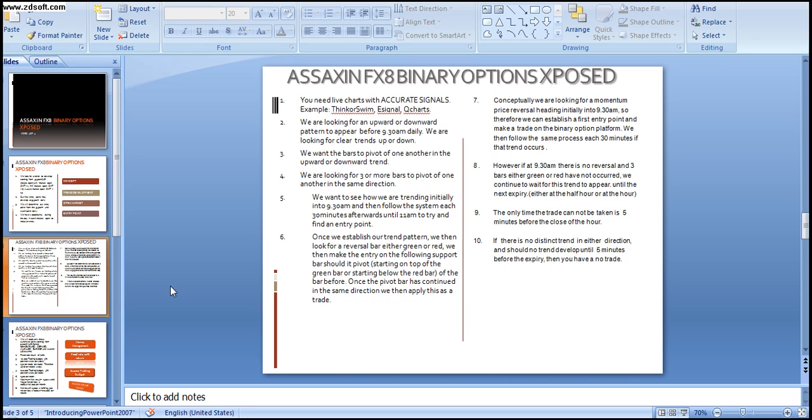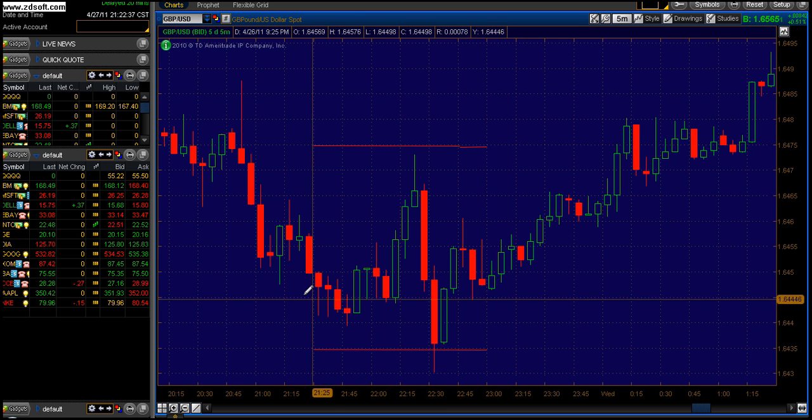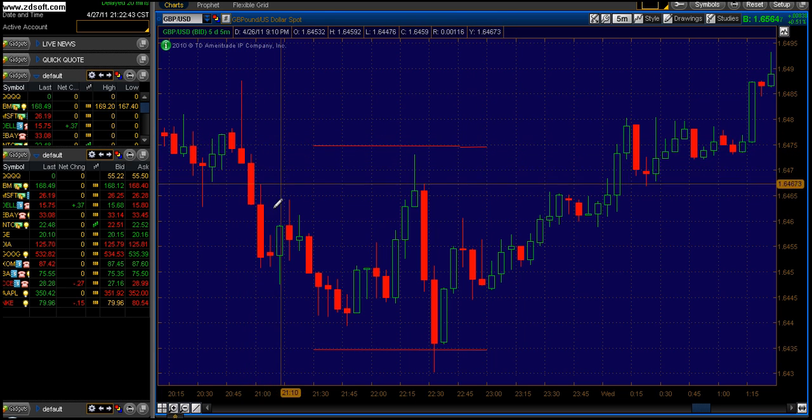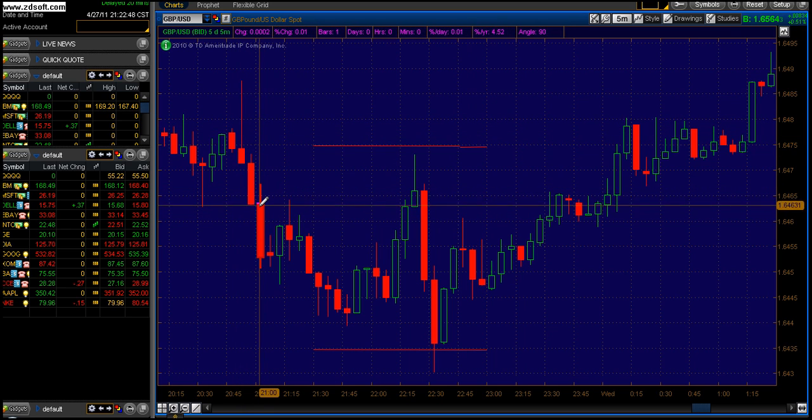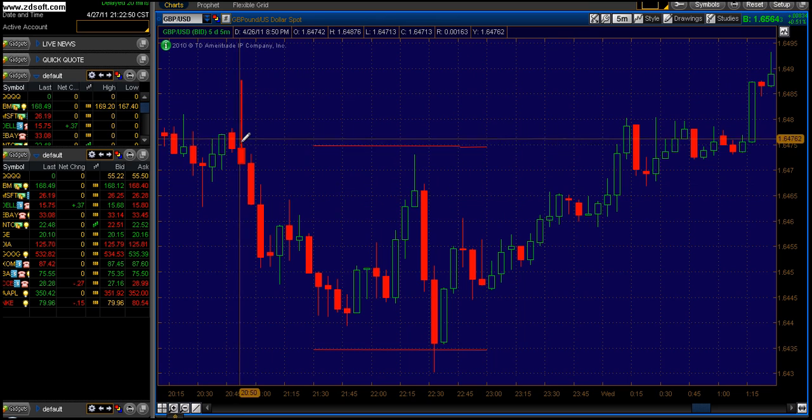So what we're looking for is an upward or downward pattern to appear before the 9:30 a.m. market open daily. We are looking for clear trends up or down, heading in the same direction. So we are looking for three. In this case, we're looking at one, and then this one pivots under, continues the same direction. The third one pivots under, continues the same direction.